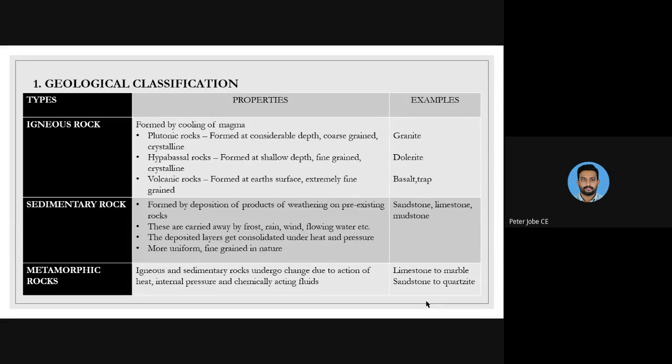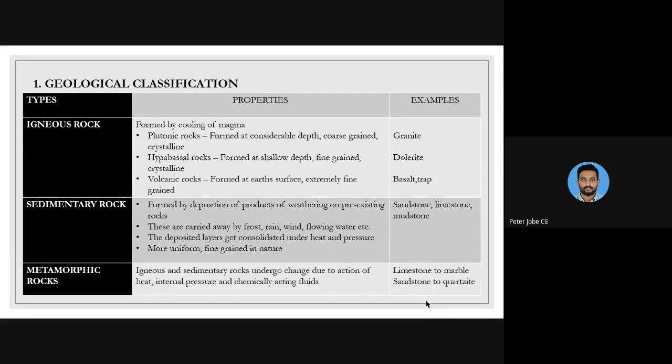And the third type based on geological classification is the metamorphic rocks, in which igneous and sedimentary rocks undergo some changes due to internal pressure and chemical action, etc. Heat can also change their properties, and you will get metamorphic rocks. Examples are given: limestone will get converted to marble under the action of heat, internal pressure, and other chemical action. Similarly, sandstone will get converted to quartzites.